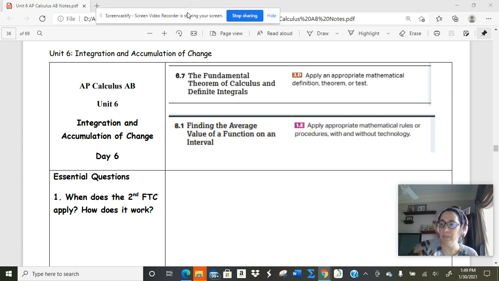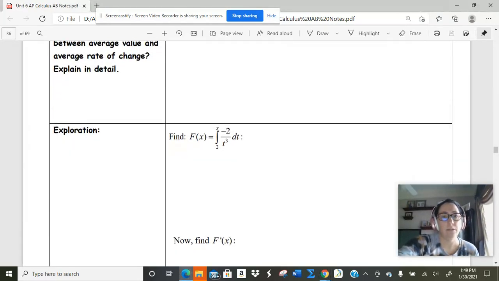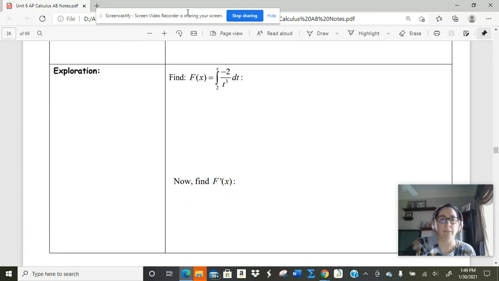Hi guys. Okay, so we are going to do day 6 and unit 6 today, and we're going to focus on the second fundamental theorem of calculus and what an average value is. So those are going to be our two big things today. So let's kind of start with this exploration.